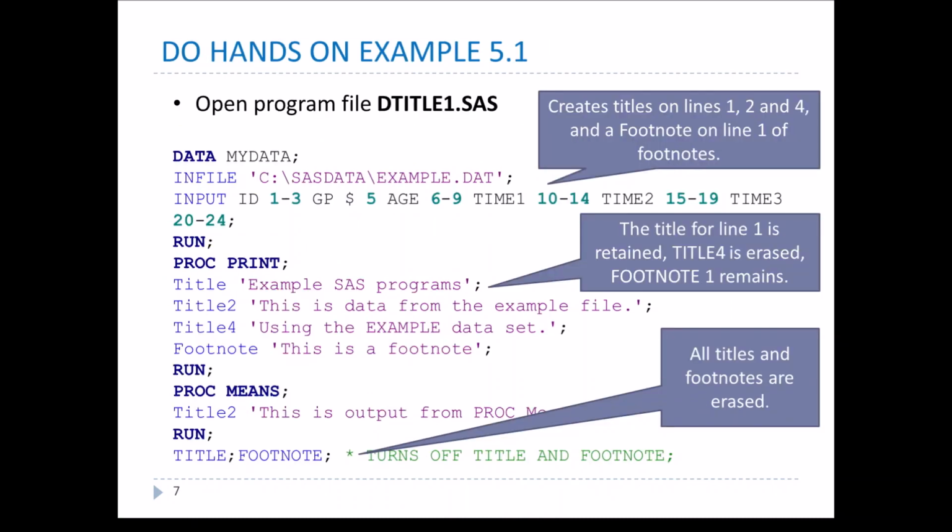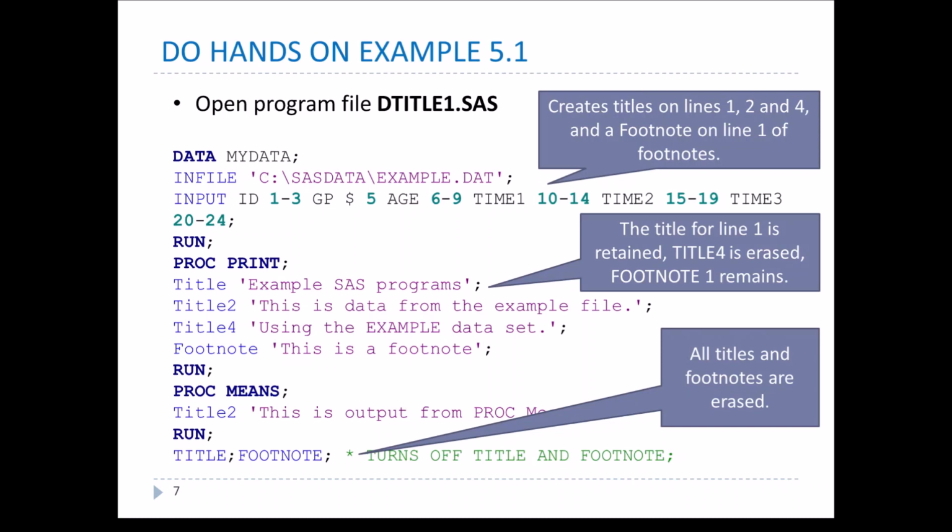Okay, let's do hands-on example 5.1. In this case, open up the file called dtitle1.sas. And let's look at the code here. We're reading in a file called example.dat, and we have a PROC print where we have defined 3 lines of a title, title, title 2, and title 4, plus a footnote.